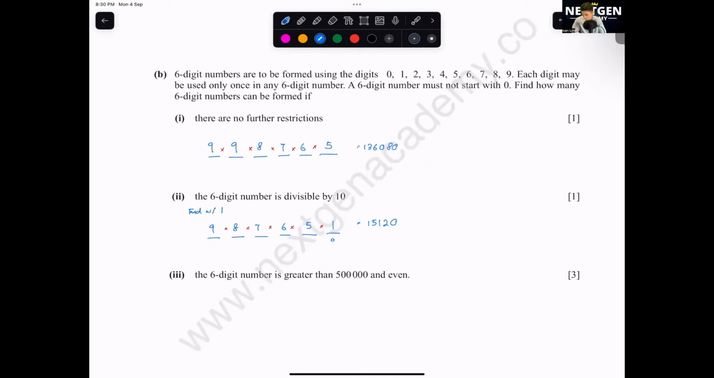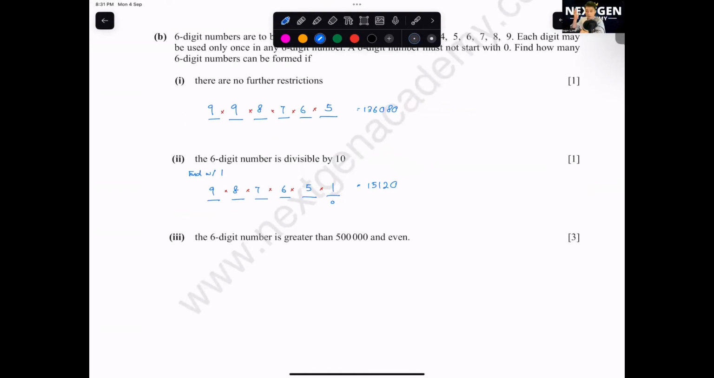Okay, next question. The 6-digit number is greater than 500,000 and even. We have to think about all the scenarios. If it's greater than 500,000 and even, that means my first digit can be 5, 6, 7, 8, and 9. But we have to consider, if I use an even number in front already, I will have 1 less even number to put at the back, right? So we need to separate: start with even number and start with odd number.